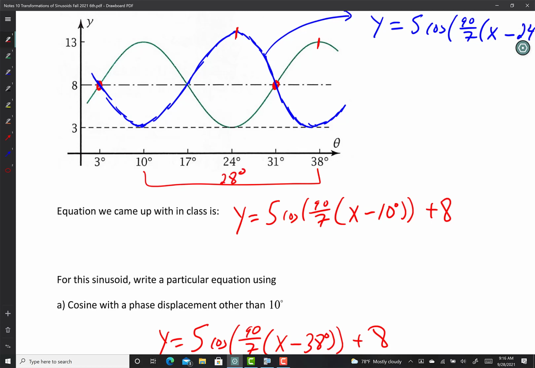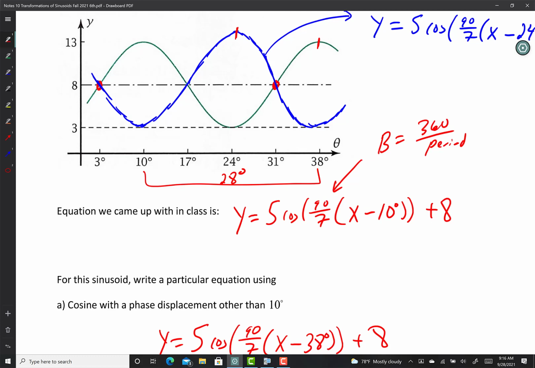For the B, yes. The B? The 90 over 7? Okay, that is your B, and you get 360 divided by the period. And that's going to be the same for all of them, sine, cosine, because they're the same wave. And I thought that's what you were telling me. Okay.